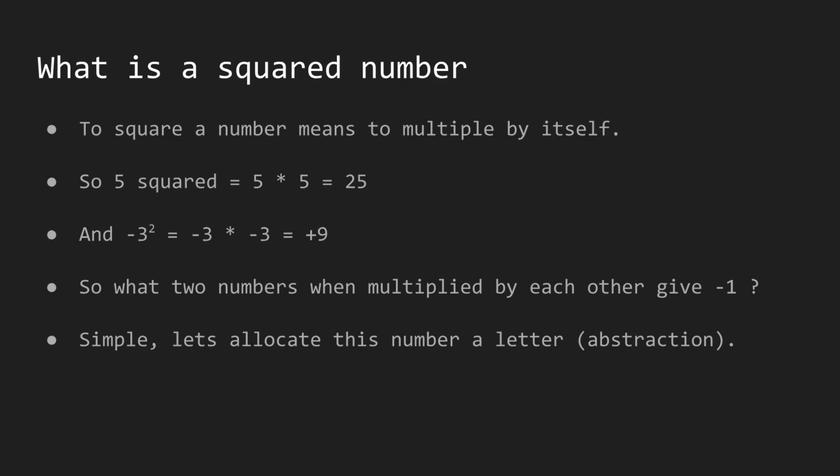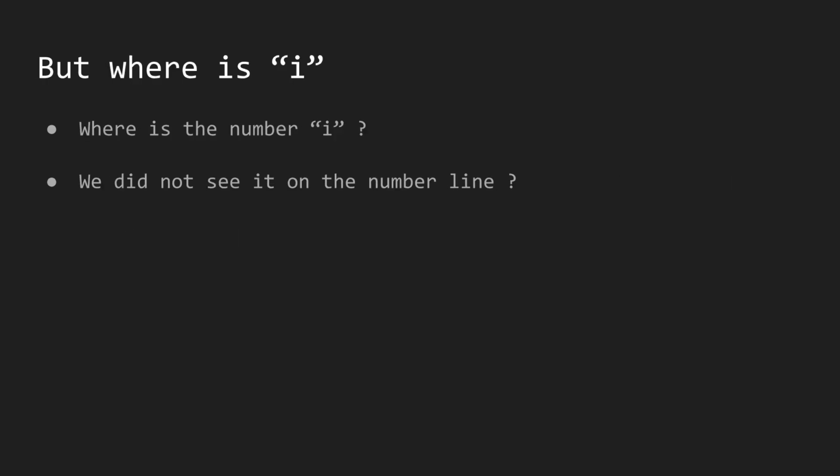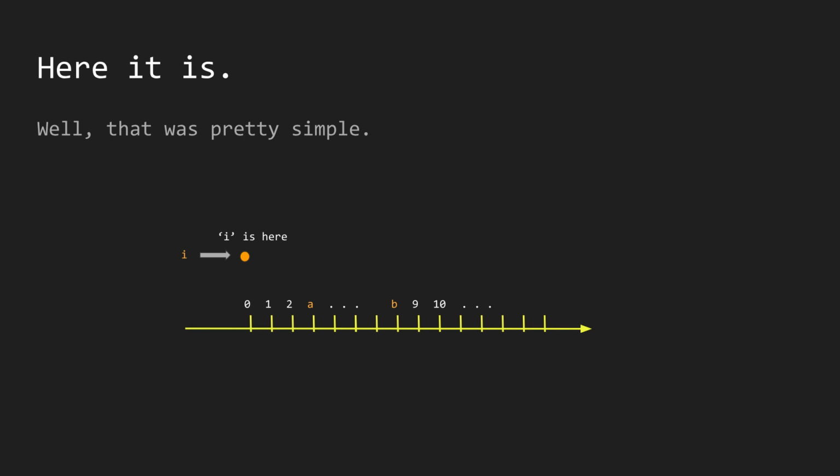We allocate a letter for this number. The letter I is defined as the square root of minus 1. We conventionally use I or J to represent this number, meaning I times I equals minus 1. If I is a number, where does it belong? We didn't see it on the real number line shown earlier. Well, here it is plotted off the real number line.